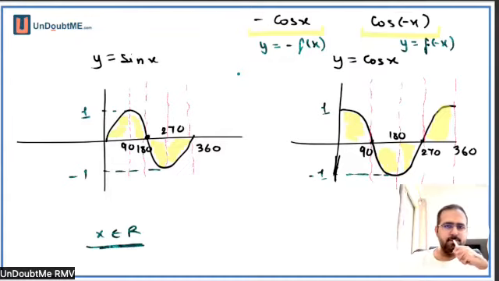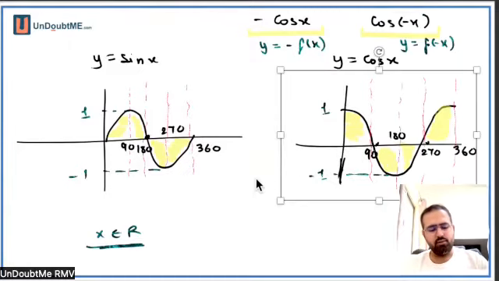Sir, f of minus x will move to the right. Maybe it starts from -1, but it starts from a later point basically. Okay, if it is -1, then will it be minus cos x or cos of minus x? That was the question. If it starts from -1, then what will it be?